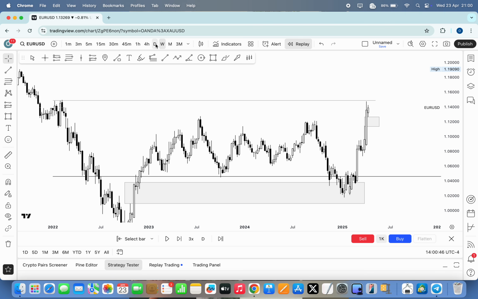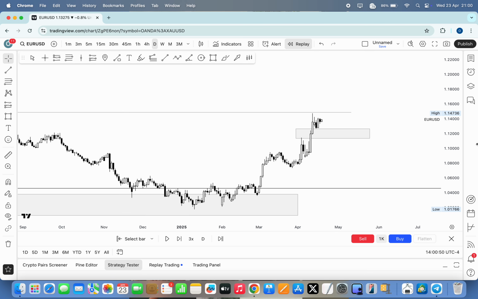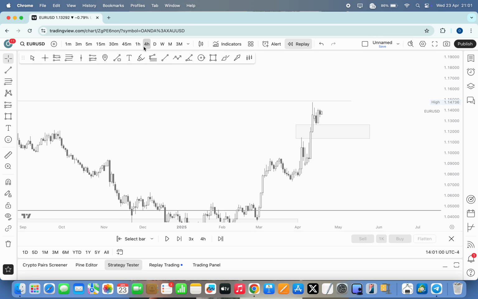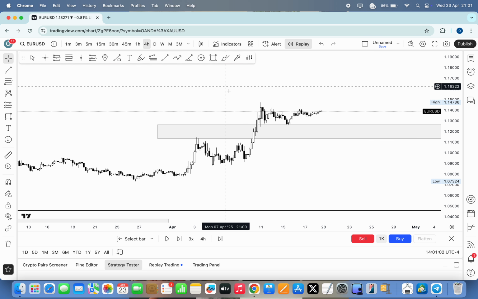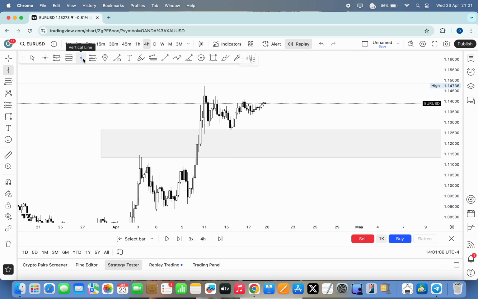So we're going to scale into the daily time frame. On the daily time frame, the market is currently pushing, so we expect it to push high. This is the last week's price action. I'm going to scale into the lower time frame, and we're going to mark out the price action of the market which we did trade. So where was it? 18.